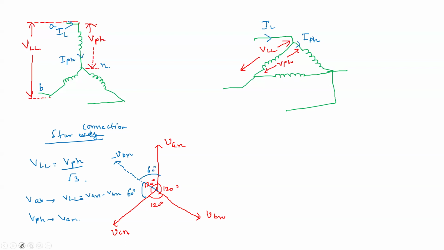Now this VAN minus VBN, if you do the vector addition, you will get a vector here, which is VAB. So this VAB is leading VAN by 30 degrees.